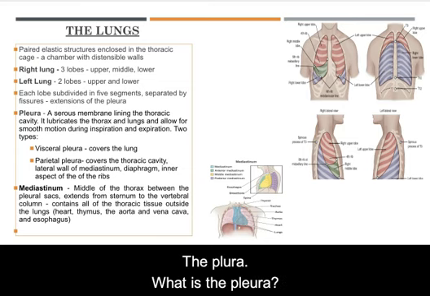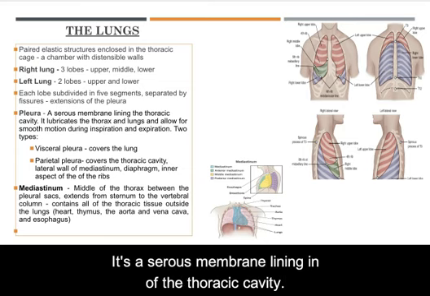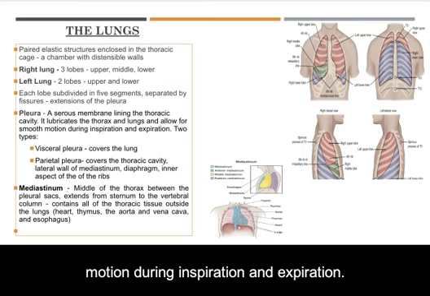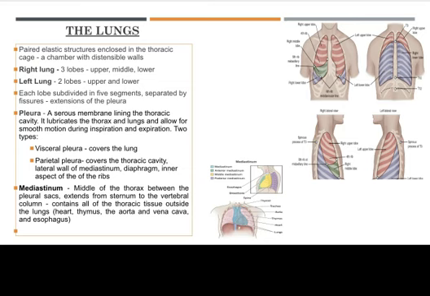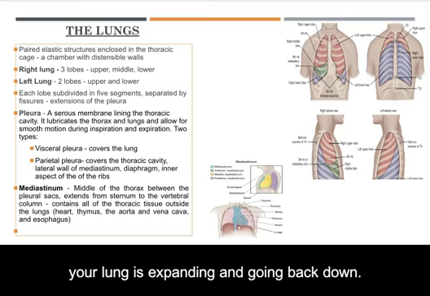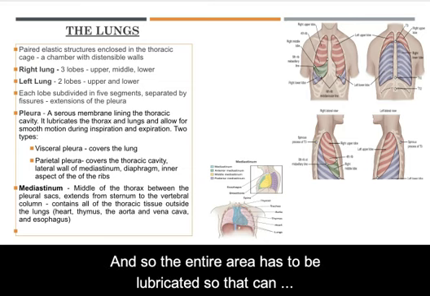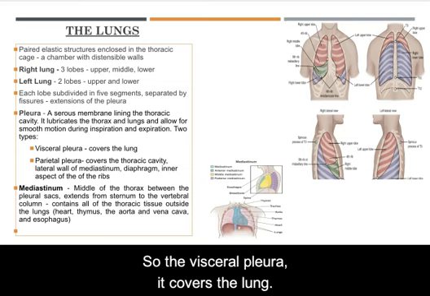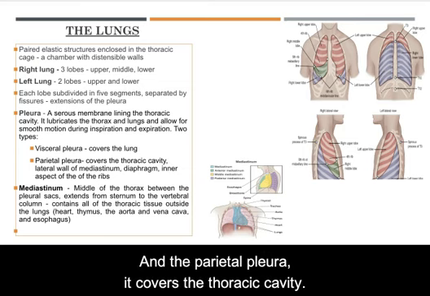The pleura, what is the pleura? It's a serous membrane lining of the thoracic cavity. It lubricates the thorax and the lungs to allow for smooth motion during inspiration and expiration. Because remember, when you're breathing, your lung is expanding and going back down, and so the entire area has to be lubricated so that can happen smoothly. So the visceral pleura covers the lung, and the parietal pleura covers the thoracic cavity.